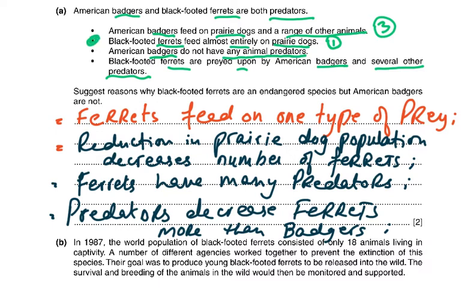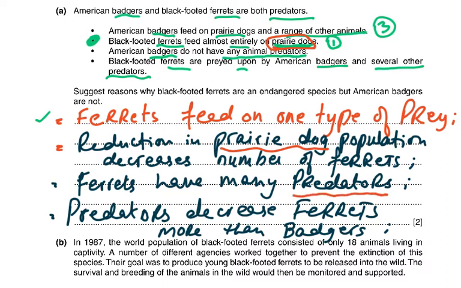This is the point. So the answer marking key: ferrets feed on one type of prey. Now, what should have happened to these prairie dogs? Black-footed ferrets feed on prairie dogs. So there is a reduction in the prairie dog population. So this decreases the number of ferrets, when they have less food, so less of the ferrets. But the ferrets are also preyed upon. So ferrets have many predators.